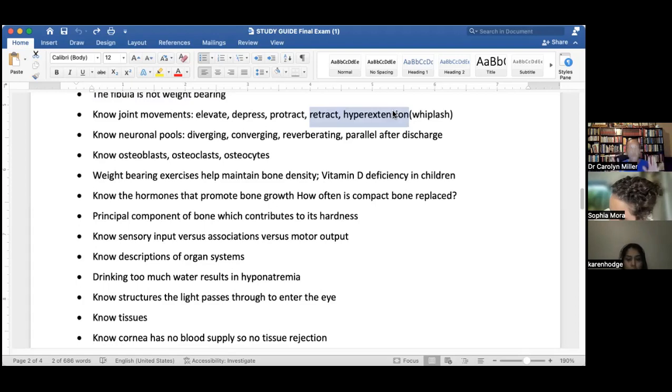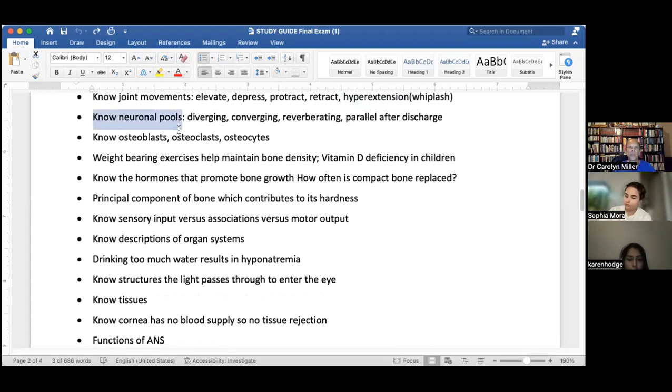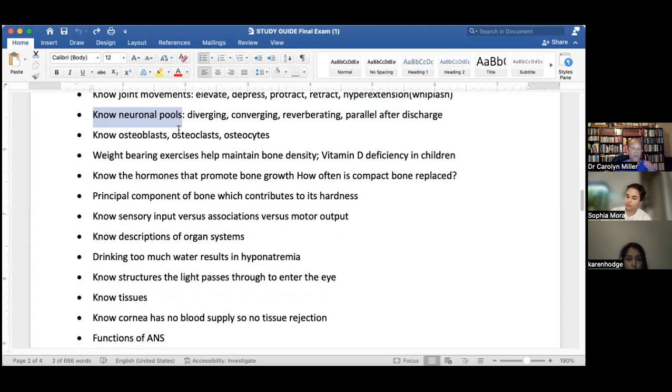So if I hyperextend, I'm going beyond the normal plane, and that is whiplash. The neuronal pools, we were just tested on those. The most commonly used pool is diverging. I go from one neuron to many. That's how we can have actions happen so quickly in the body with the nervous system. From one to many, a diverging neuronal pool.